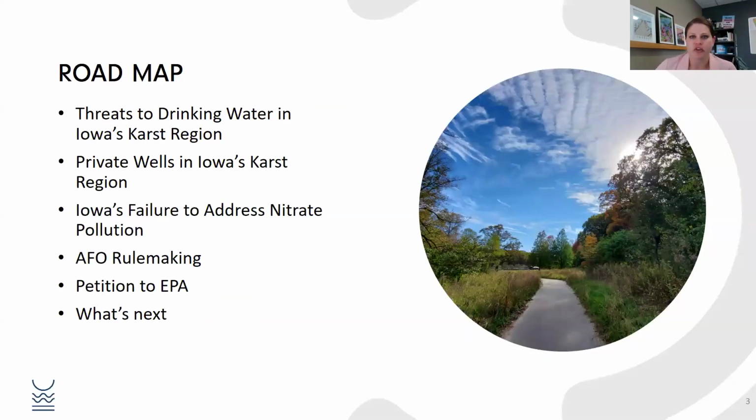So just as an overview of what we're going to discuss, I'm going to provide a bit of background on threats to drinking water in Iowa's karst region and some information on private well contamination in Iowa's karst region. Then I'm going to provide some background on Iowa's failure to address nitrate pollution. Mike is going to talk about the AFO, the animal feeding operation rulemaking process that we participated in, and then give some information on the petition that we submitted to EPA. And then we'll talk a little bit about what's next.